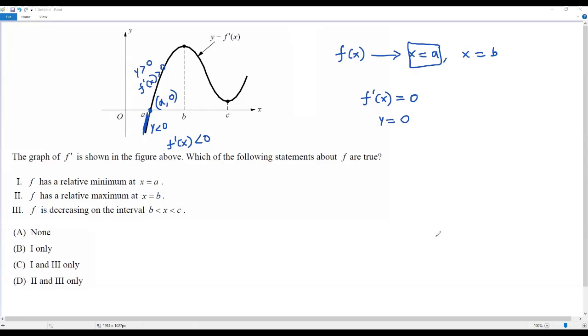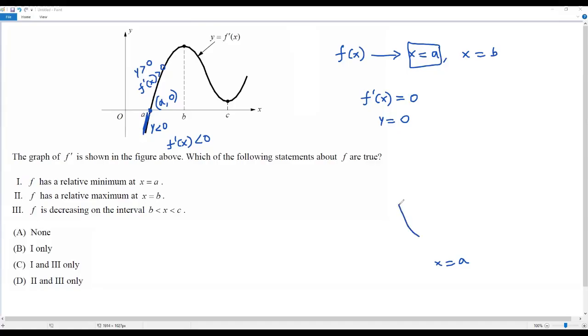Now let's consider the graph at x equals a. On the left side of x equals a, f prime of x is less than 0. That is, the slope of the graph of f of x is negative. If the slope of the graph of f of x is negative, then it has to be decreasing on the left side of a. So here f prime of x is less than 0. That means the original function f of x is decreasing because the slope is negative.